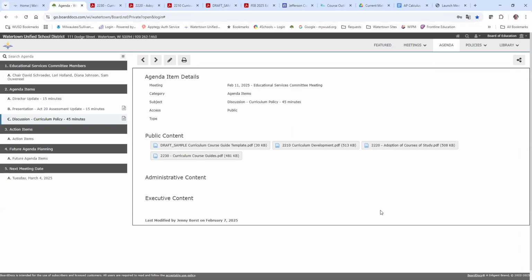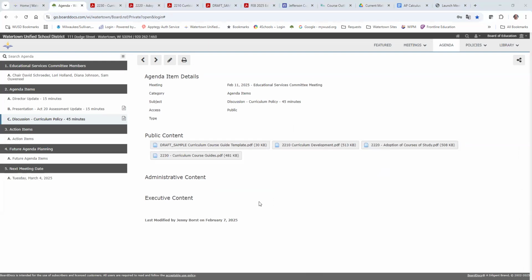Before we dig into any one of these policies, I want to make sure that we're all on the same page as far as protocol goes. Ed Services can certainly start dissecting these right now, but I don't want to do that in lieu of policy taking a similar bite at the apple tomorrow. So right now, I'm very pleased with what Jenny's put together.